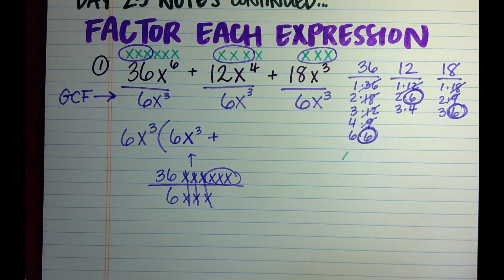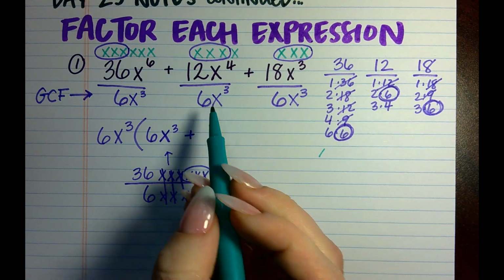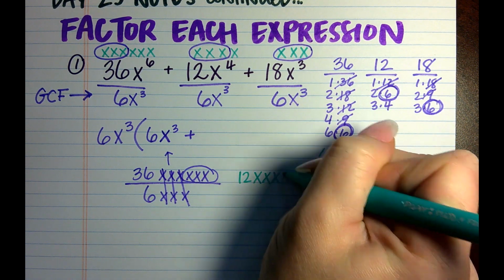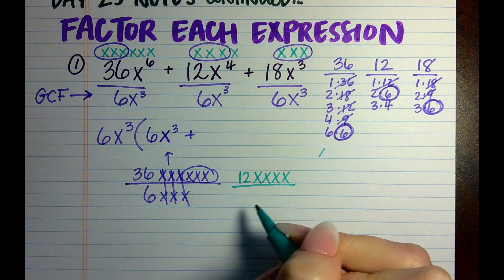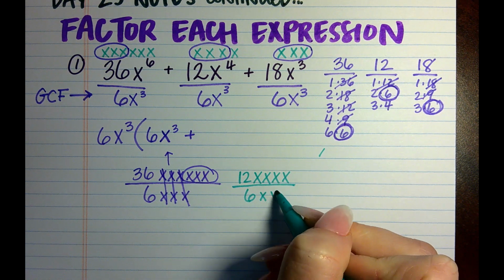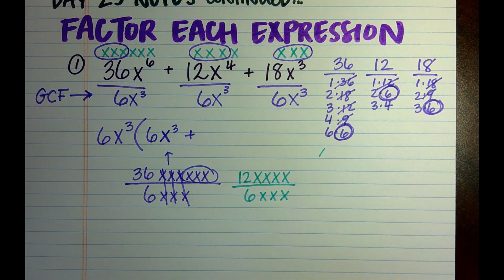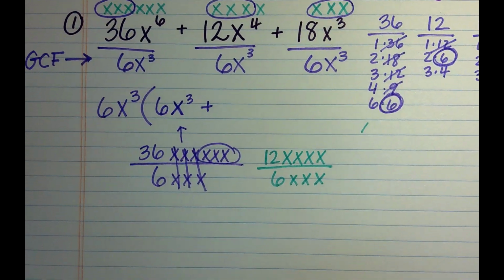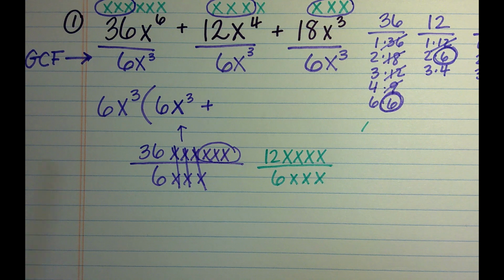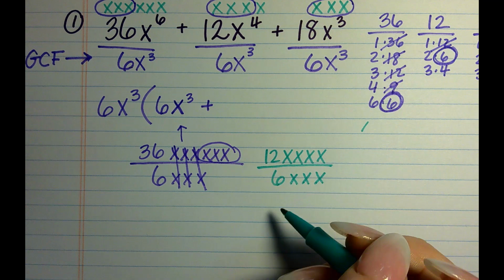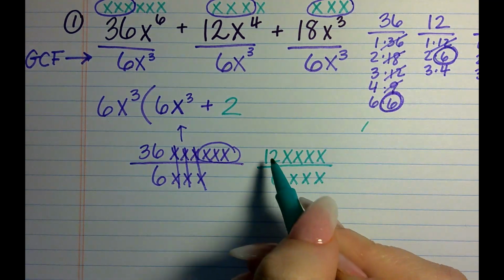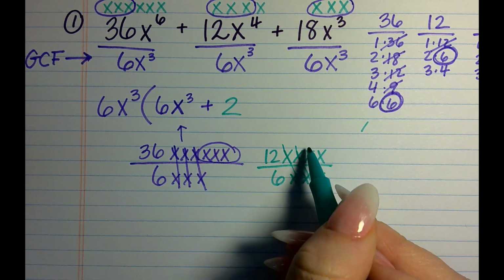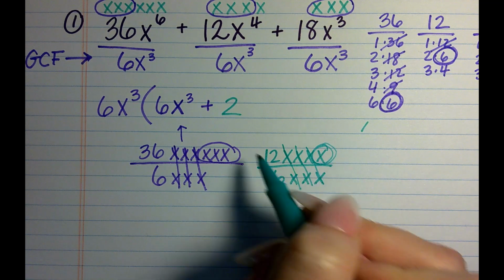Now let's look at our second term. 12x to the 4th over 6x to the 3rd. What happens here? What's 12 divided by 6? 2. So did that, and how many x's? 4 minus 3. I can cancel 3, and I'm left with 1.